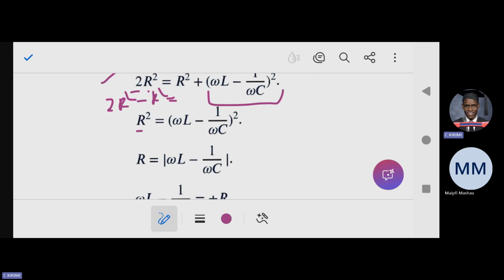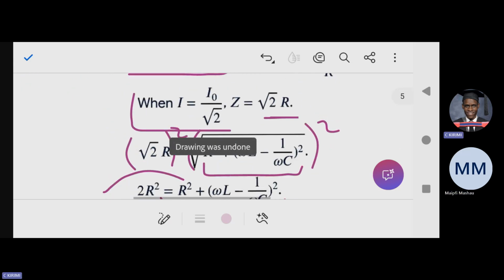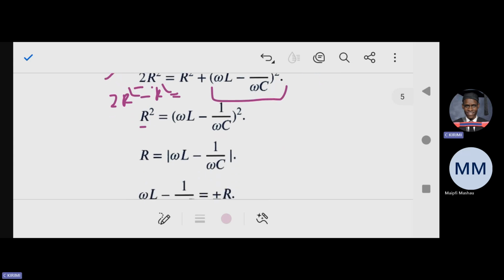So in other words, we're supposed to put a bracket here. But we did not put a bracket to say R is just WL over 1 over WC, because we are removing the square now. Those lines are absolute. Why are we getting absolute values?